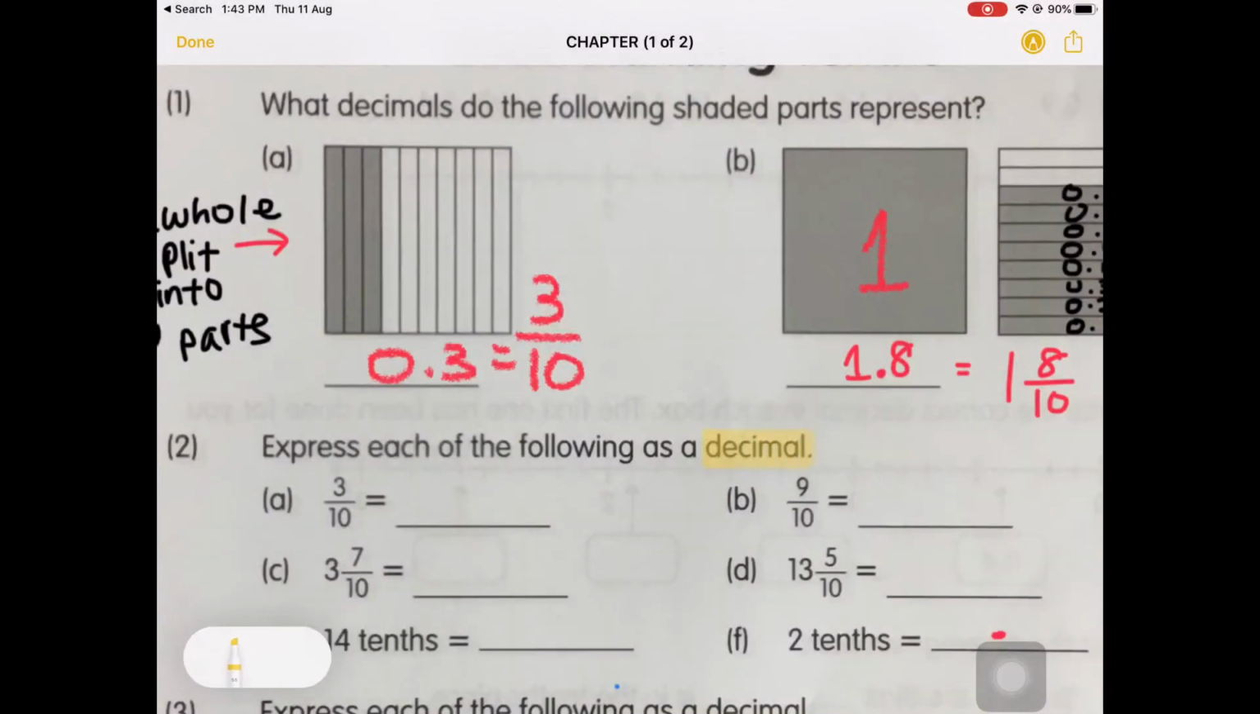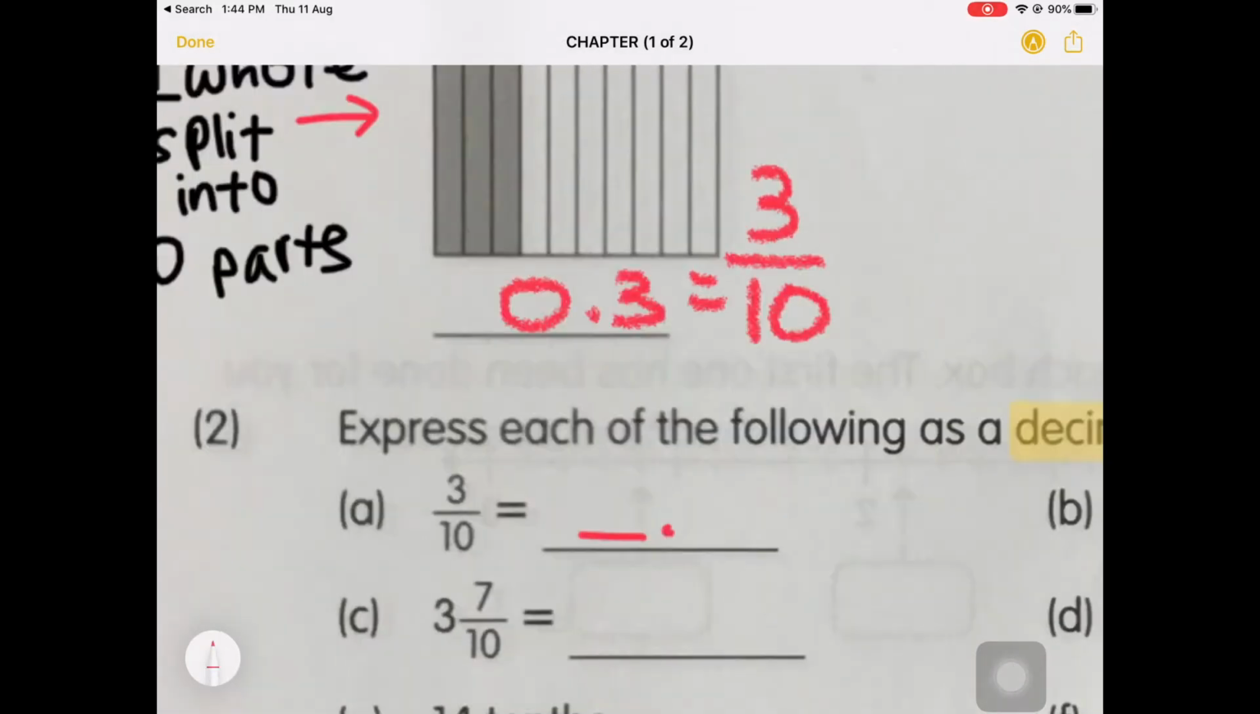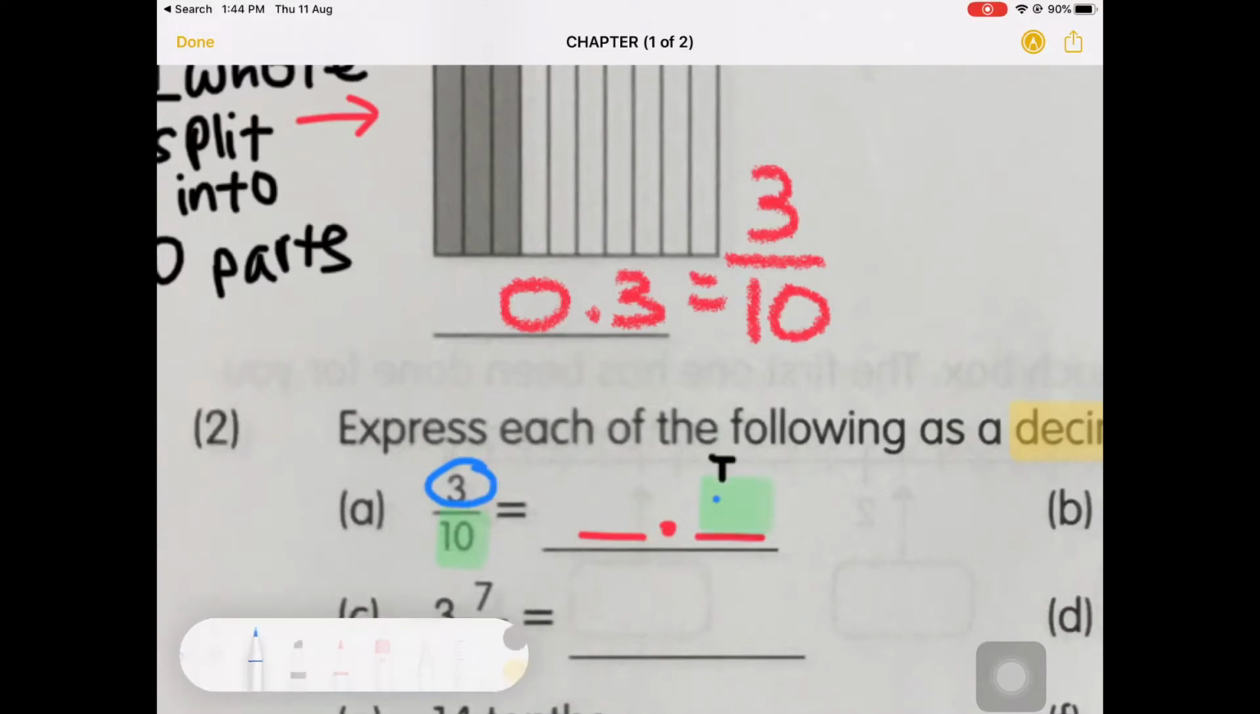Question 2. Express each of the following as a decimal. Question A shows 3/10. It is a proper fraction where the whole is split into 10 equal parts. 3/10 is represented as 0.3. The digit 3 is in the 10th place. The digit 0 is in the ones place.